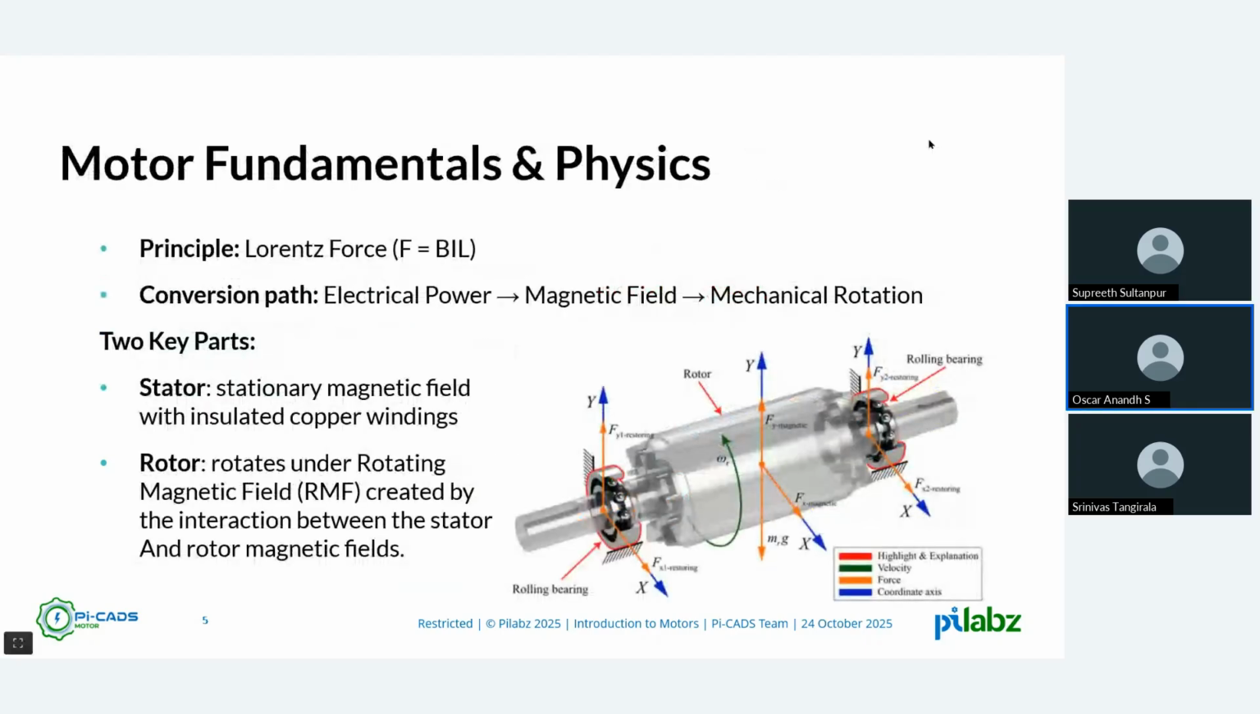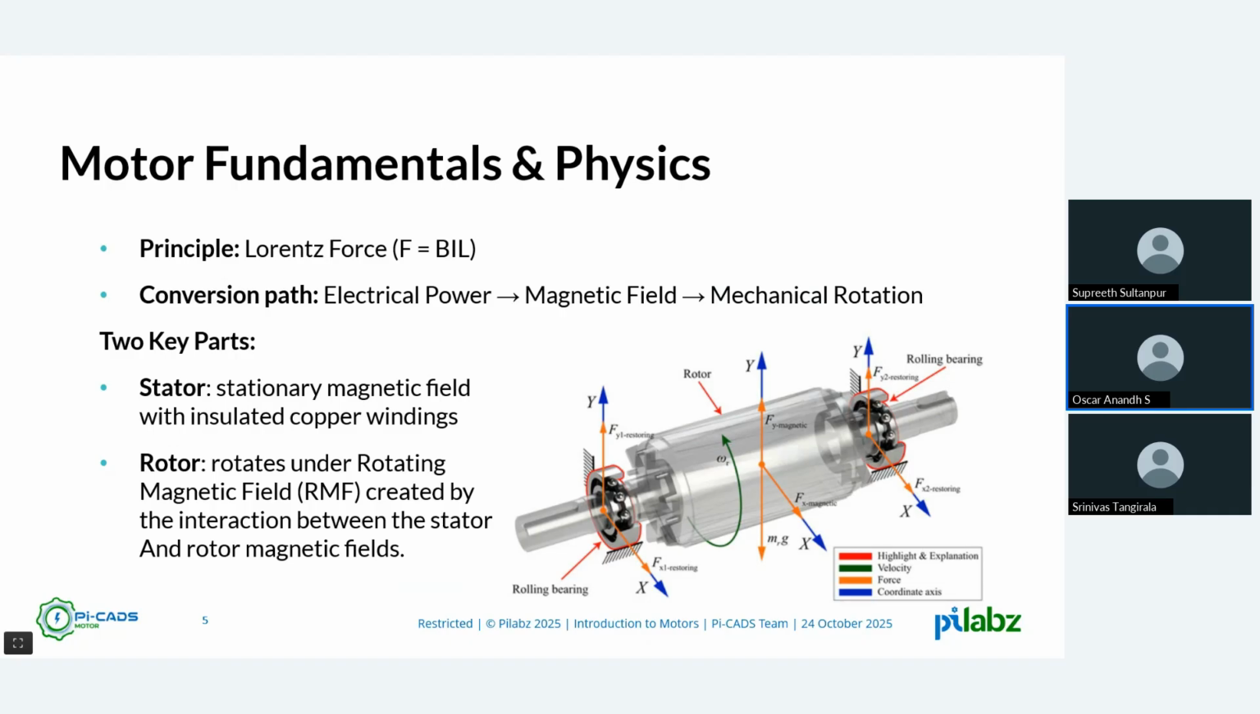Next we will learn about motor fundamentals and its physics. We know what a motor does. Let's understand how it actually works, the physics behind it. The whole operation is based on something called Lorentz force. In simple words, whenever a current carrying conductor is placed inside a magnetic field, a force acts on it. This force is what makes the motor shaft rotate.